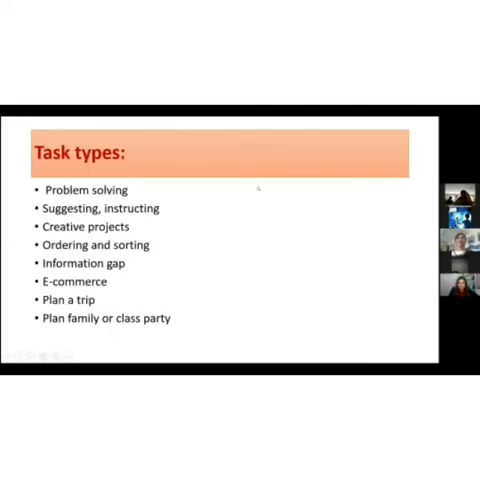Okay, there are many task types that we can utilize during the young learning process of foreign language teaching. This can be problem solving, suggesting, instructing, creating projects, ordering and sorting, information gap, e-commerce, plan a trip, plan a family or class party. Different kinds of activities or tasks can be created by a teacher. And the teacher's role here is to organize and to create a situation in which the students will be able to talk naturally.